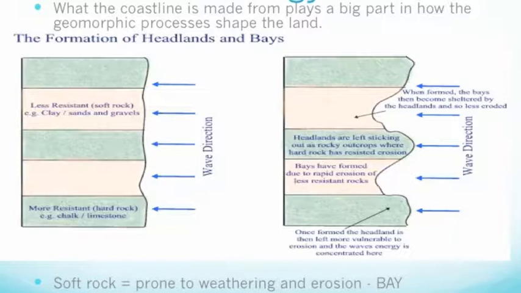So you can see headlands and bays have started to form. So the yellow areas are where the bays would have formed and the green areas are the headlands. So soft rock is prone to weathering and that creates the bay, and the hard rock is resistant to weathering and erosion and that's your headland.